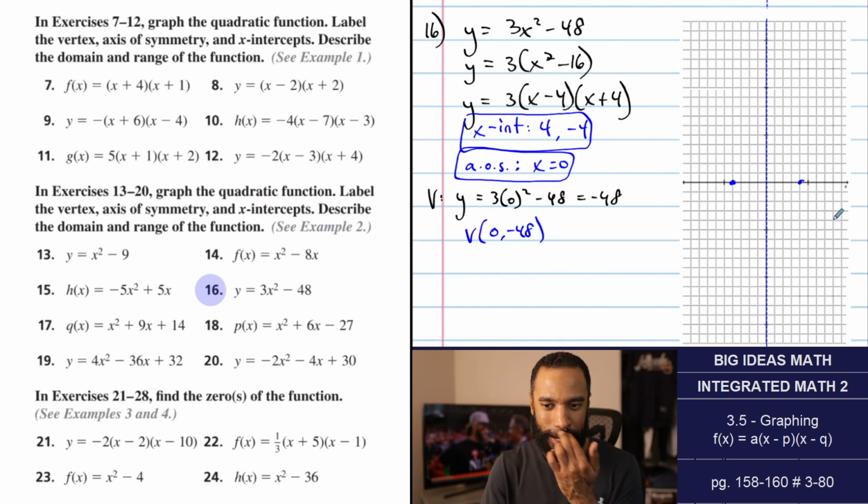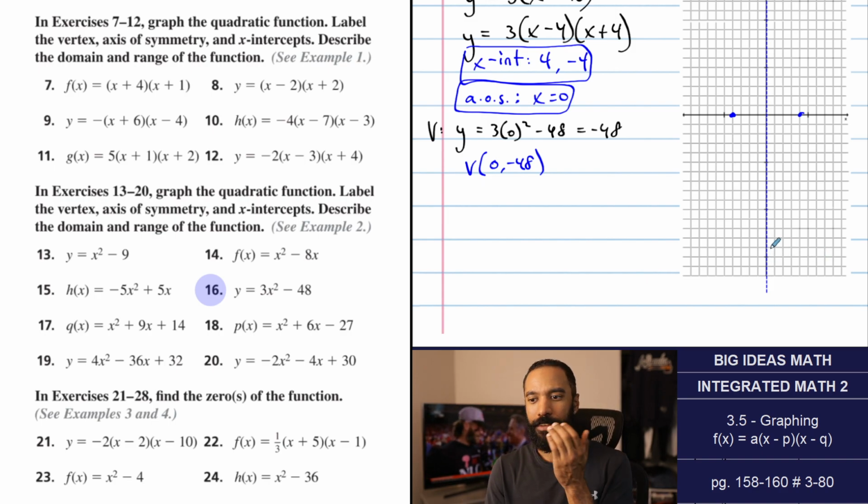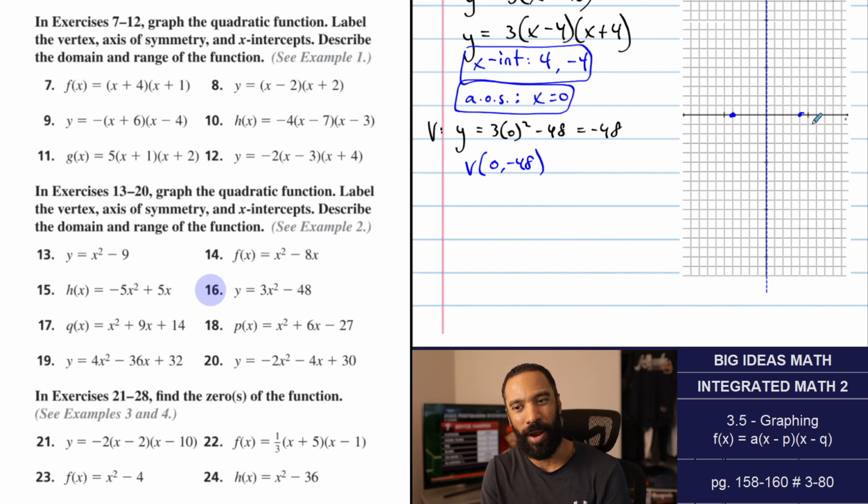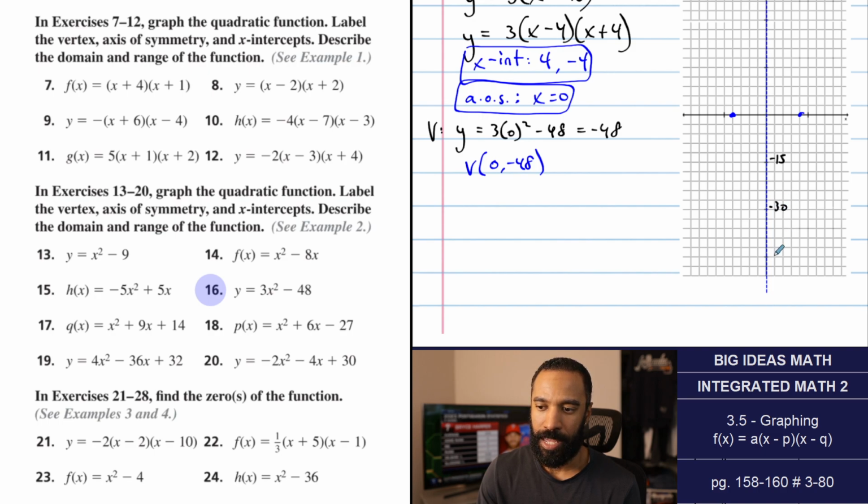Now, when it comes to scaling, mine goes up to 17. Even if I tripled it, it'll fit. I just don't know how I want to fit other points on the graph. Oh, going by 3s, that might work. So every increment's going to be a 3. So this is negative 15, negative 30, and negative 45. Good. So I'm going to hit negative 48 right here. That's another 3 more down from there.